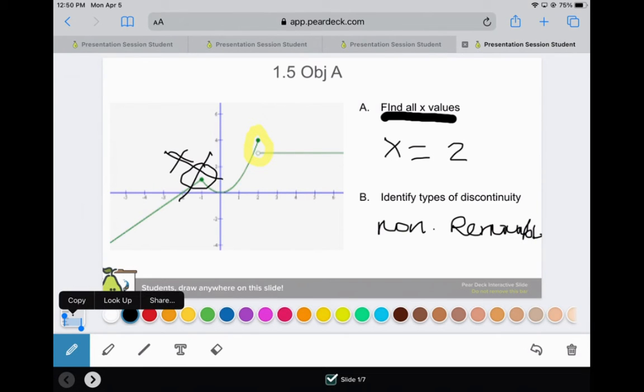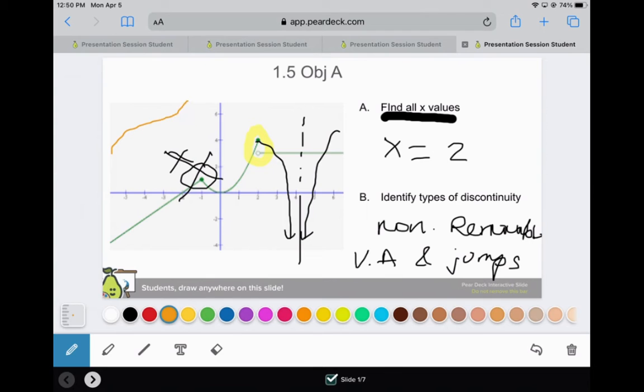So how we know when it's non-removable is when we have a vertical asymptote and jumps or breaks. What do I mean by vertical asymptote? For example, if you have a dotted line and you have a graph going this direction, there's another piece going this direction. That is a vertical asymptote. Another question we had today is how do we know when it's removable? It's something like this. If you have a graph going this direction, there's a hole. So this would be removable.